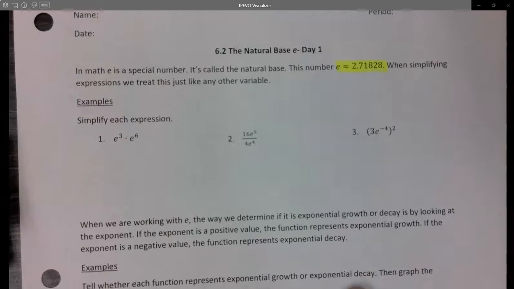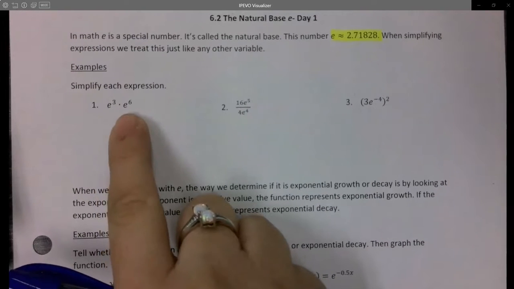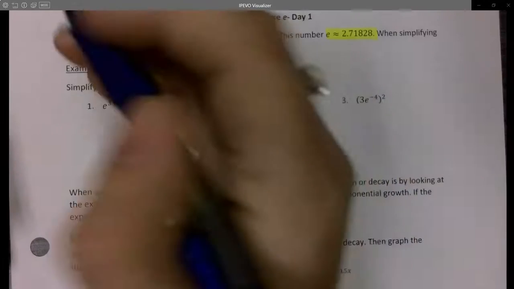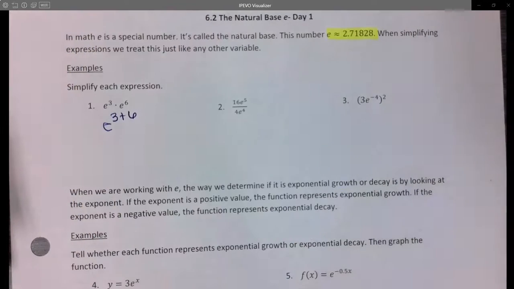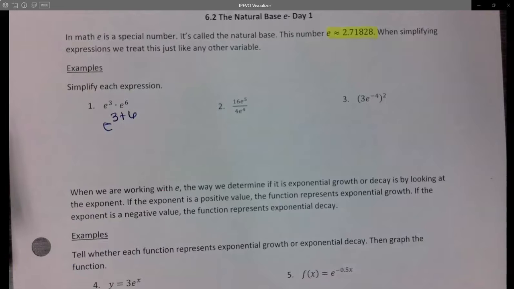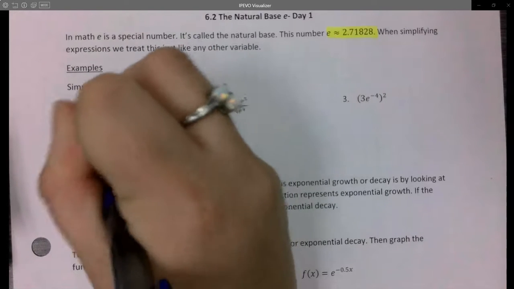So number 1 wants me to simplify the expression. I have two numbers with the same base. Remember, when I have two numbers with the same base, I add their exponents. So 3 plus 6 gives me 9.